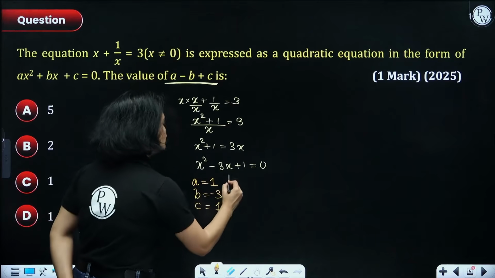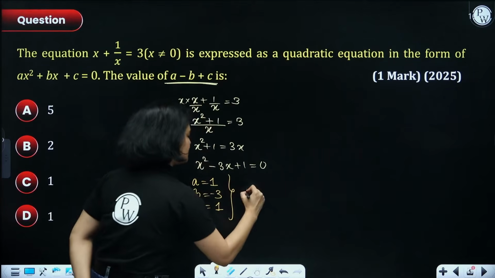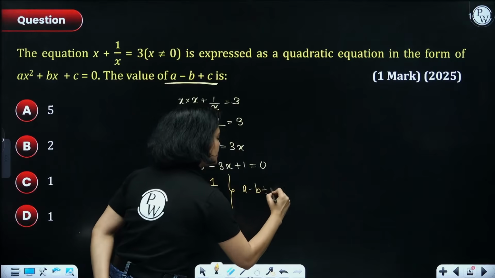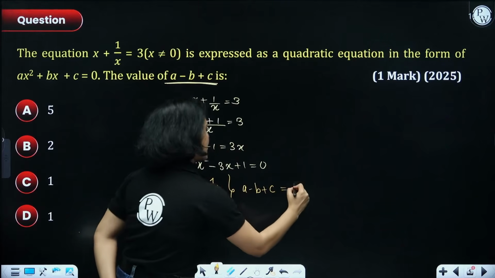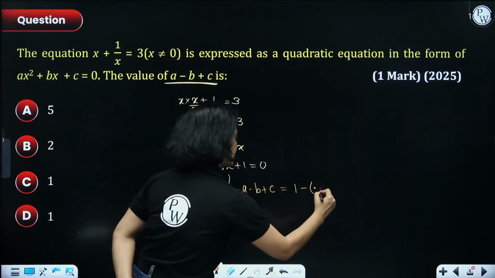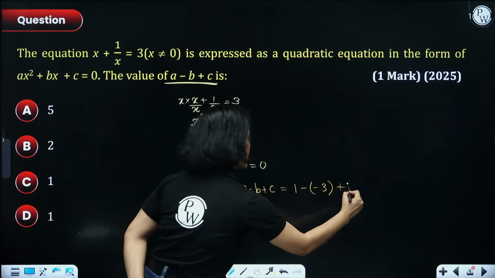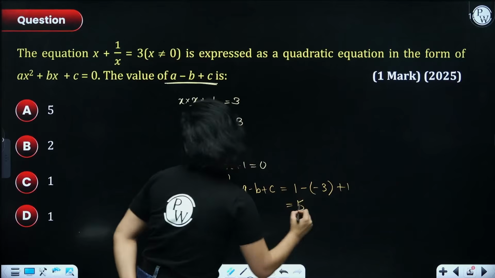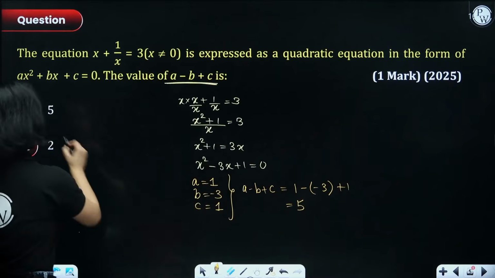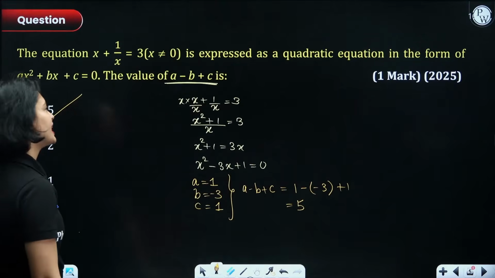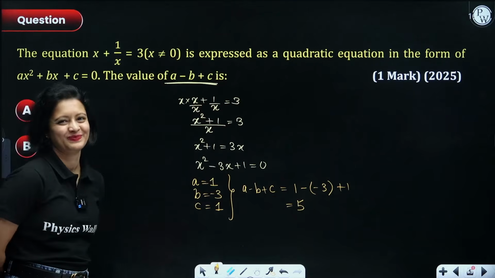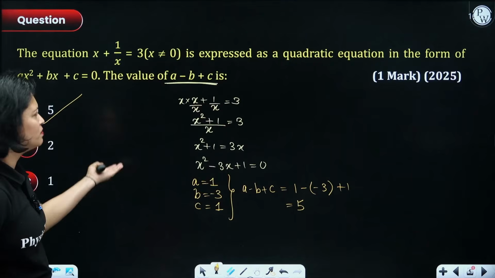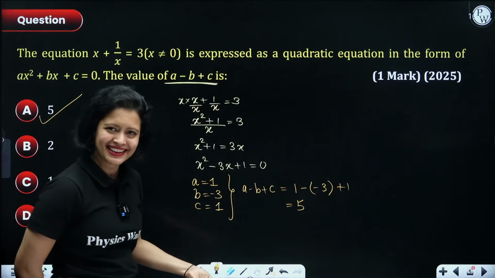Right? Now you have to evaluate a minus b plus c. So a minus b plus c will be what? So 1 minus of negative 3 plus 1. So 1 plus 3 plus 1, everyone, 5. What's the answer, people? The answer is option number A, that is 5. Okay, so yes, I hope this was pretty simple, pretty basic, right?